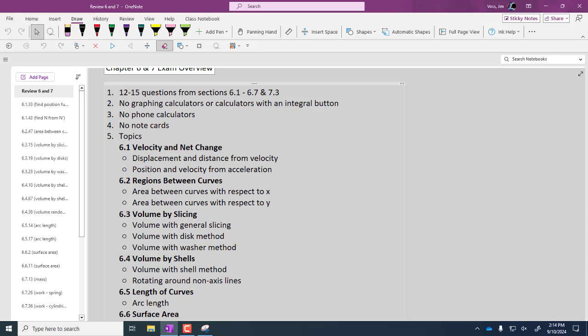So if you have it, you can't bring a calculator with an integral button. I will bring a bunch of those types of calculators, so bring those ones. No note card, no phones, all that stuff.